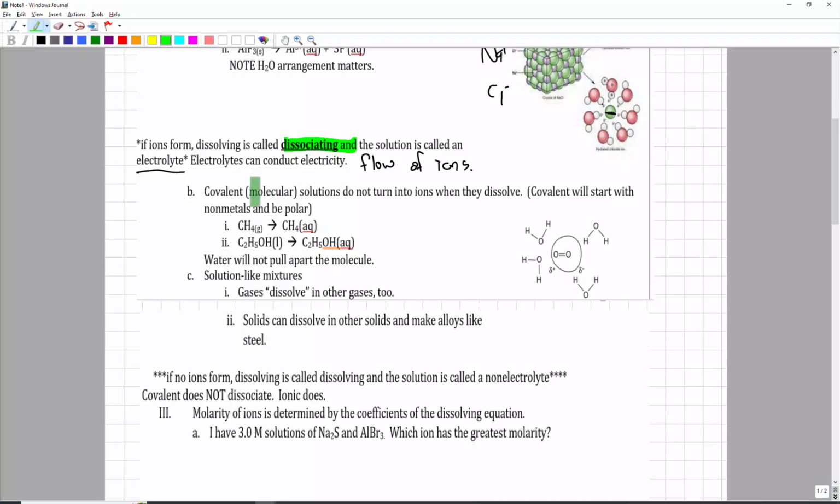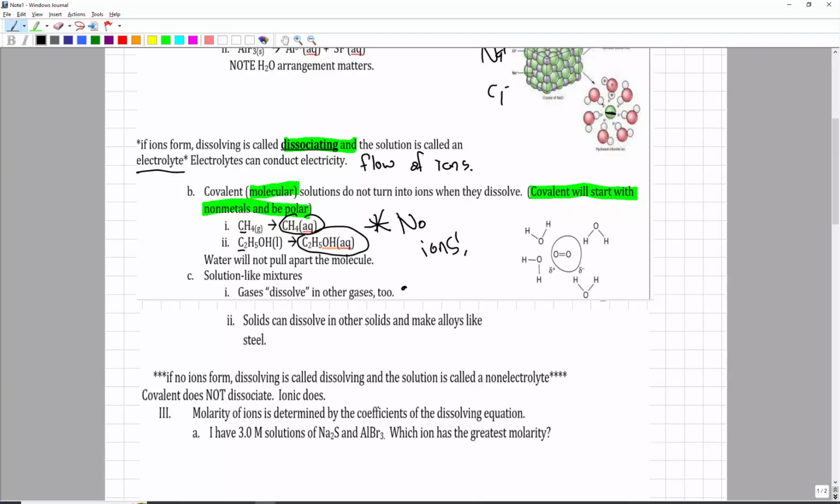Covalent molecular compounds do not turn into ions when they dissolve, and covalent will start with a nonmetal. So CH4 gas turns to CH4 aqueous. C2H5OH aqueous, again, starts with a C, so it's just going to turn into aqueous. It will not have ions. Water will not pull apart the molecule, and you get solution-like mixtures. Gases dissolve, and other gases too.